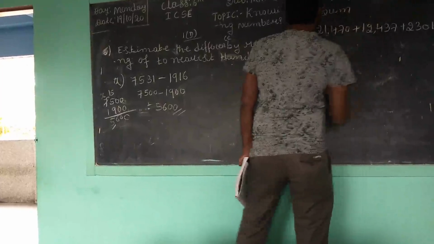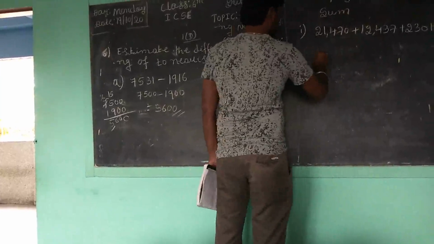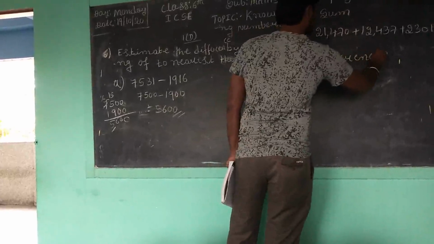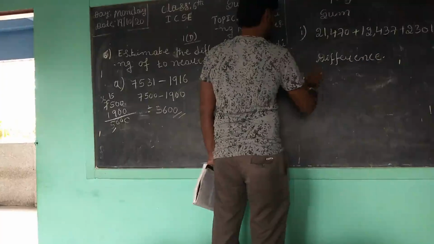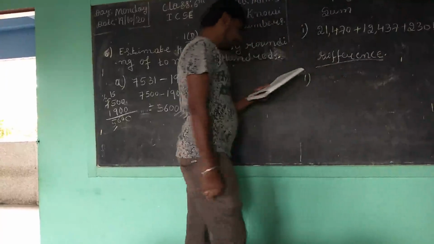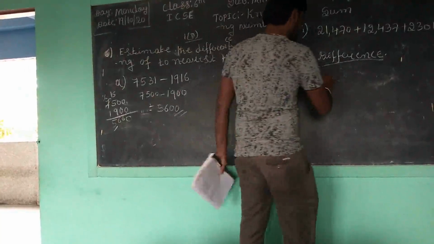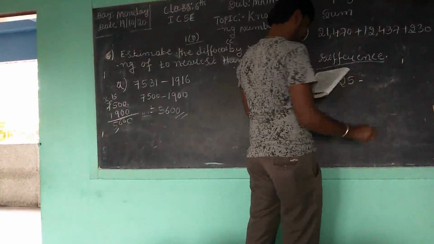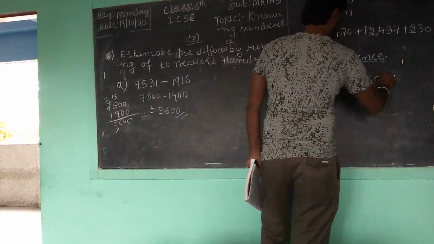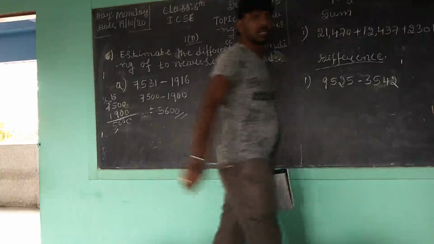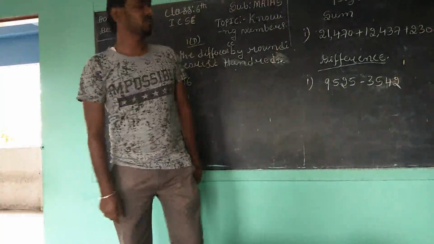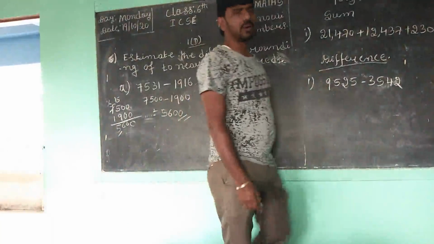As usual, difference you want to take. Correct, children? What is the question? Difference: 9,525 minus 3,542. Okay, children? These two sums are do and come homework, children. Next class we will solve the product, find the product and difference.